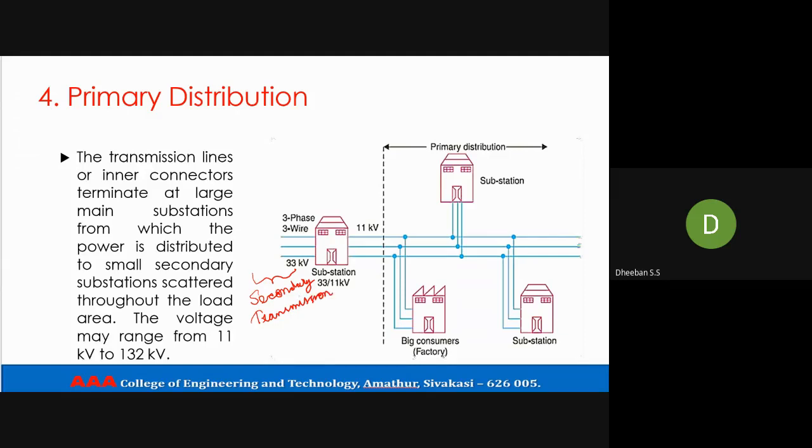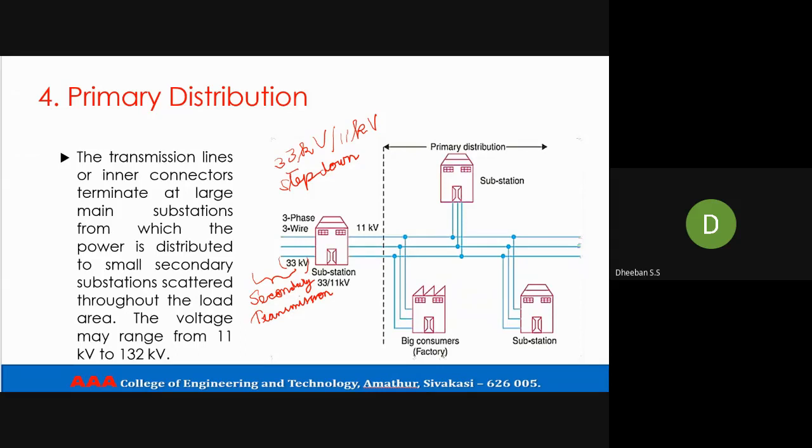Here you can see this 33 kV is stepped down to 11 kV using a step down transformer in your substation. The main functionality of the substation is stepping up or stepping down the voltage, and that is performed in this substation.